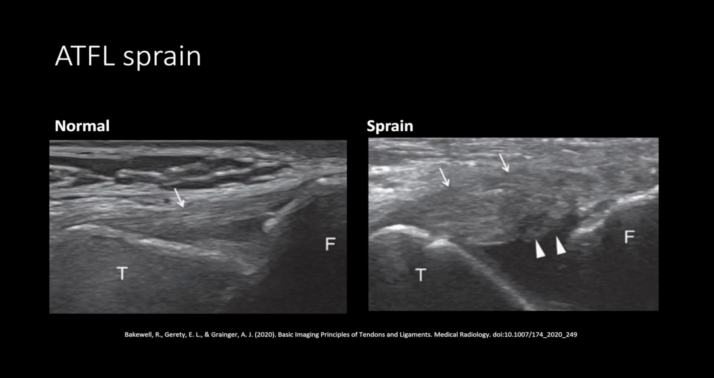These images show a normal and sprained anterior talofibular ligament. On the right, the anterior talofibular ligament is denoted by the arrows, and it's thickened with a deep surface tearing shown at the arrowheads, which represents a partial tear.